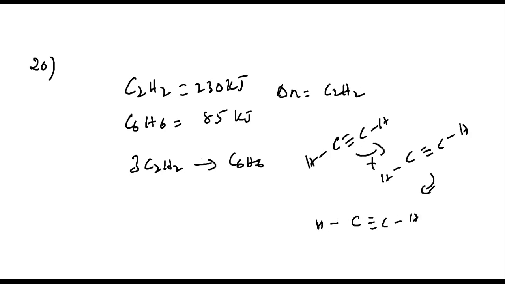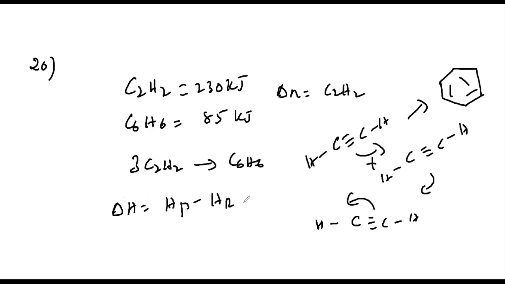Like this, like this, like this, you are going to get the benzene ring like this. That's your trimerization. So how much are you going to get? Delta H is equal to heat of products minus heat of reactants. Delta H value for this one: products minus reactants.